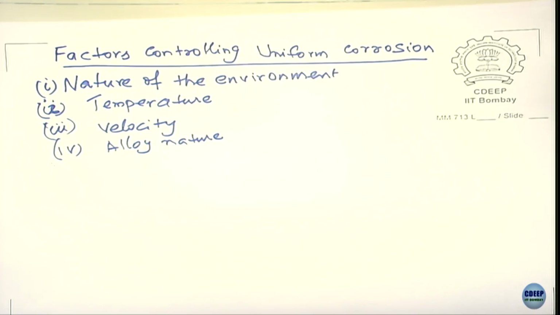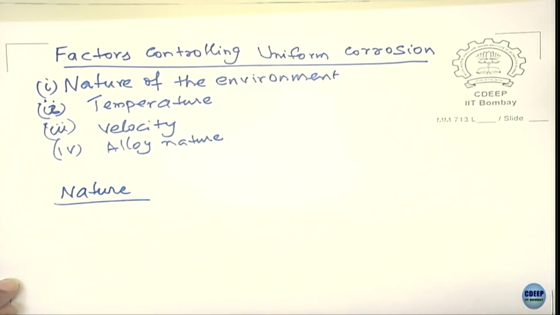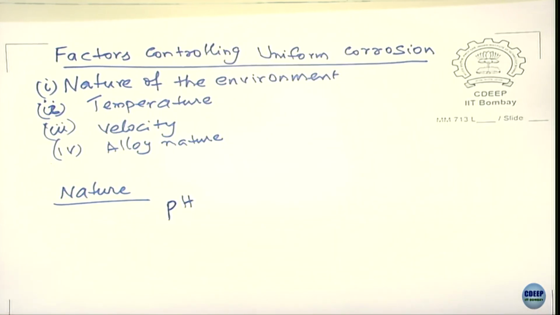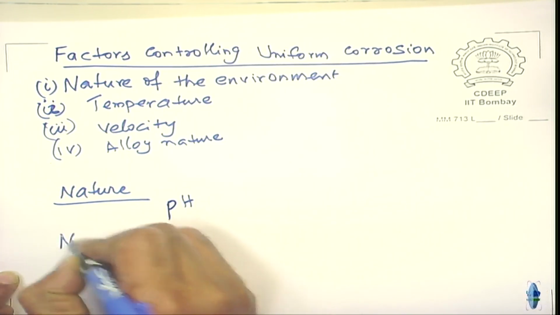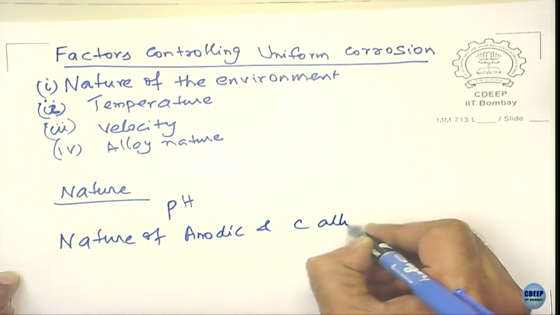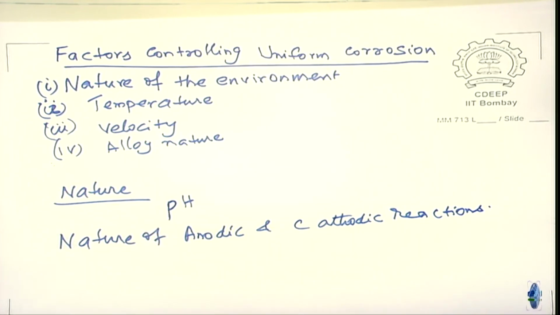Let us take the nature of environment. First and foremost I would give pH as an important variable. Actually, even before that I think it is better to talk about what are the types of anodic reactions and cathodic reactions involved in metallic corrosion. Okay. So let us first get into the nature of anodic and cathodic reactions.